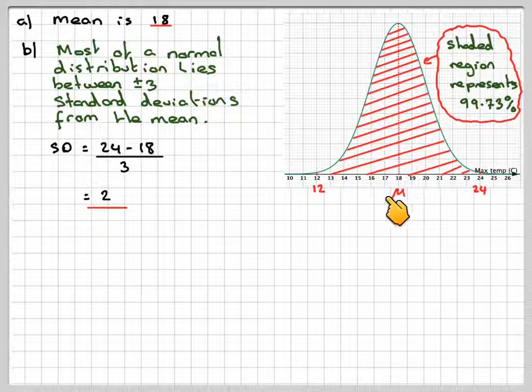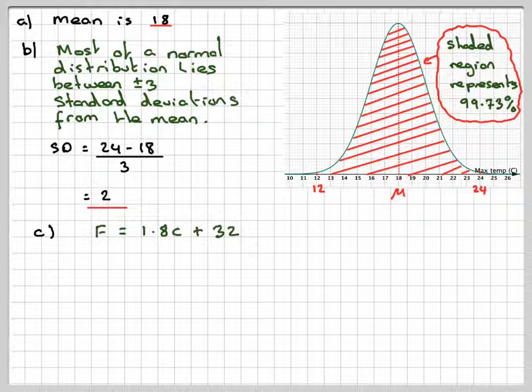Same here, if we did 12 minus 18 divided by 3, it is minus 2. So one standard deviation will be 16. The second one will be at 14, and this one would be at 12.